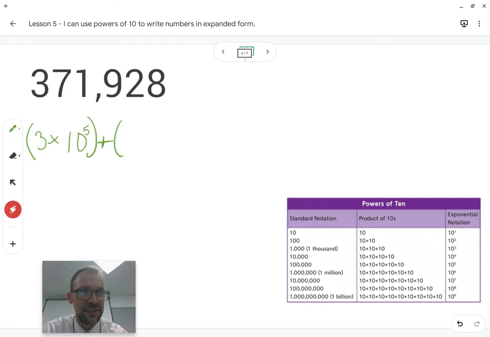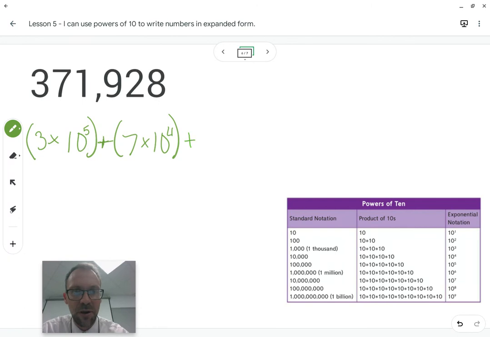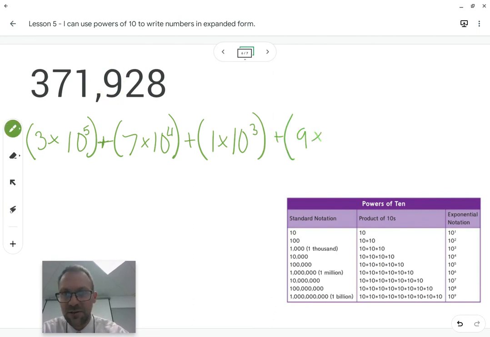let's see, 7 in the 10,000 spot, 7 groups of 10,000, 70,000. That's 10 to the 4th. So that is 7 times 10 to the 4th power plus, let's see here, 1 in the 1,000 spot. Well, that's going to be 1 times 1,000. I'm starting to learn that. That's 10 to the 3rd power plus the 9 in the 100 spot. So let's see, that's 9 times 100. That's, let's see, 100 is 10 squared. There it is. So that's 10 to the 2nd power plus, let's see here.